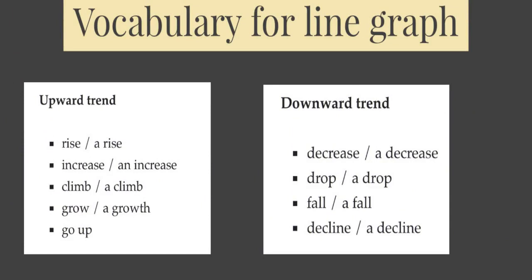Here is the upward trend: rise, arise. If you have to use it as a verb, you will use rise, and if you have to use it as a noun, you will use arise. Increase: if there is a sharp increase in anything, you can write that. So you can go through the vocabulary. Climb, a climb, grow, a growth, go up, decrease, a decrease, drop, a drop, fall, a fall, decline, a decline.